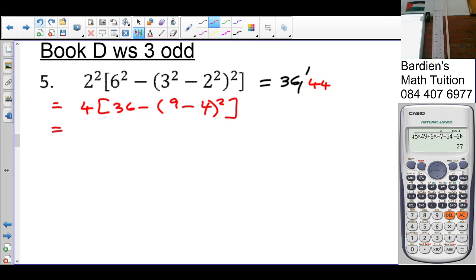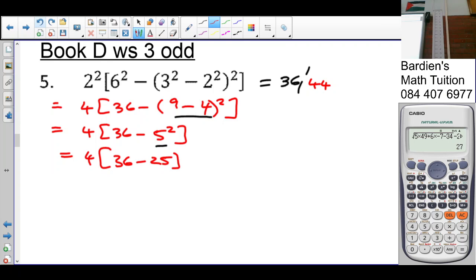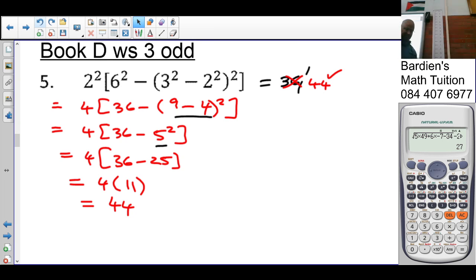Right. So what's going to be done now is the brackets within. So it's going to be 36 minus, what's 9 minus 4? 5. So what is 5 squared? 25. What's 36 minus 25? 11. Right, you're subtracting wrong, no? So it's going to be 11. 4 times 11? 44. Right, you guys got it?